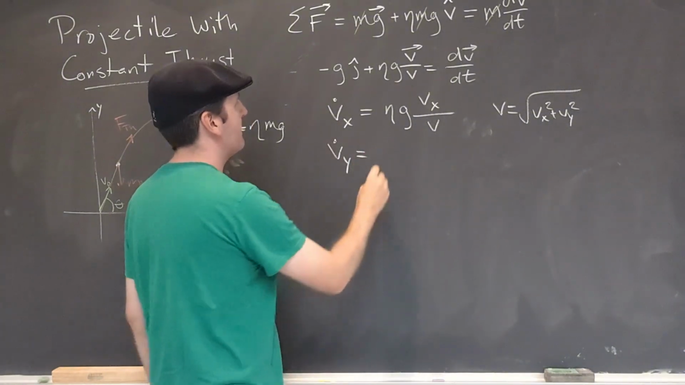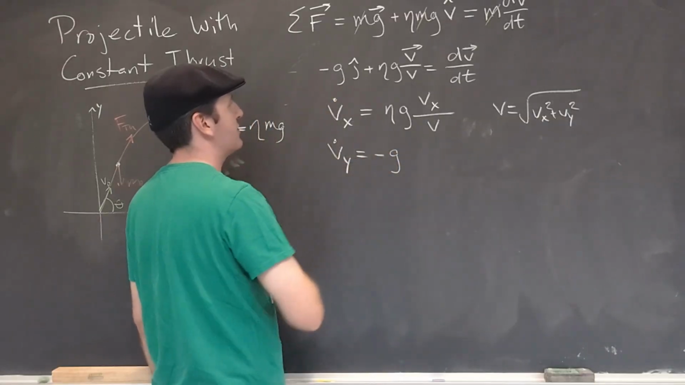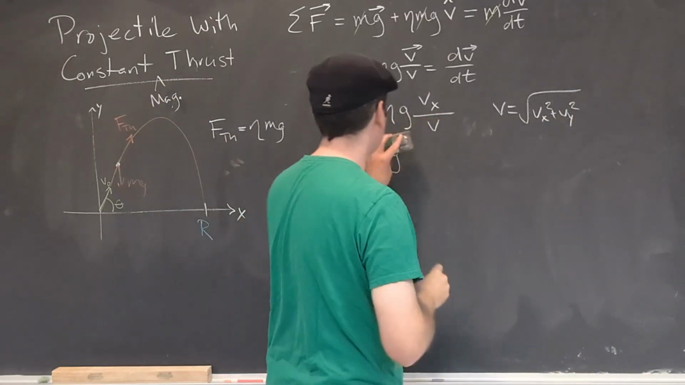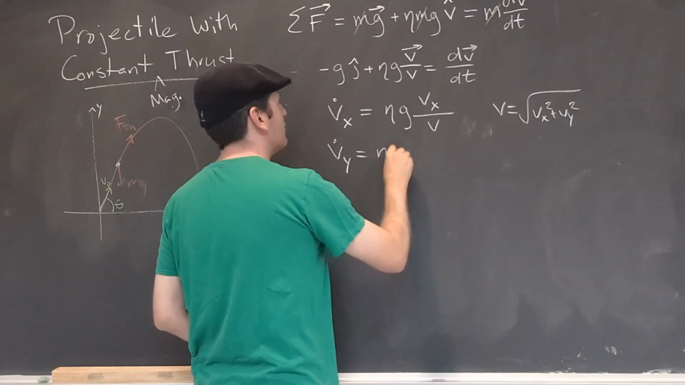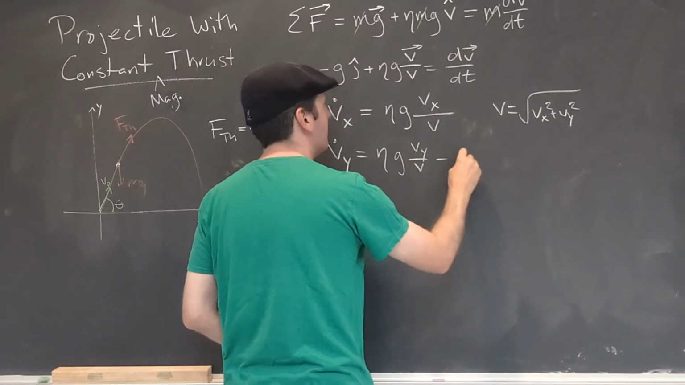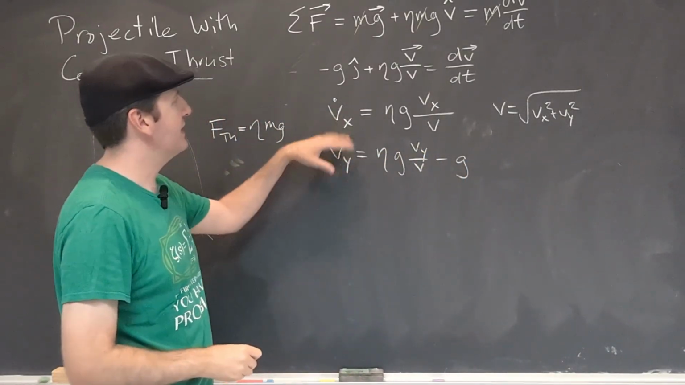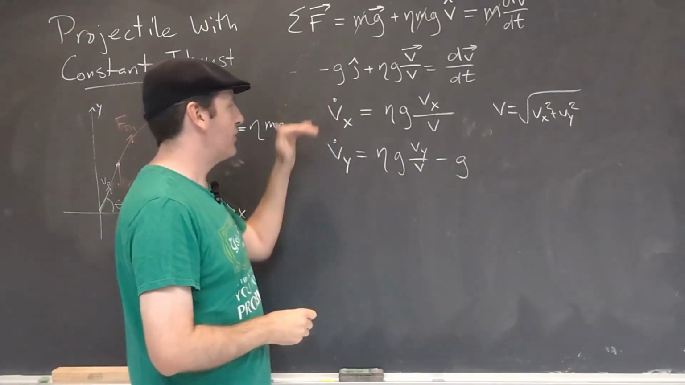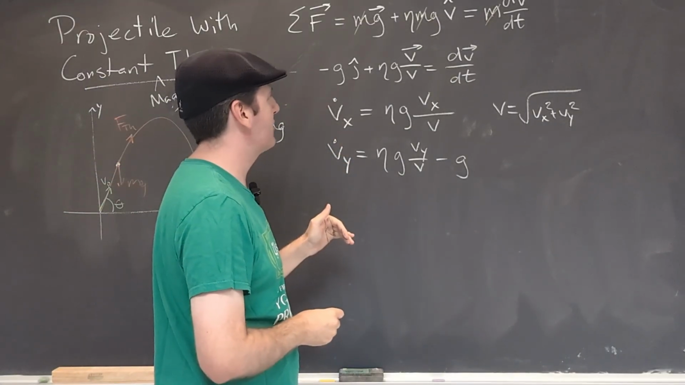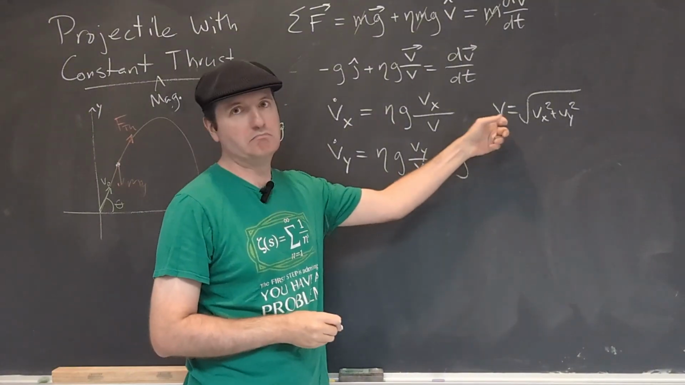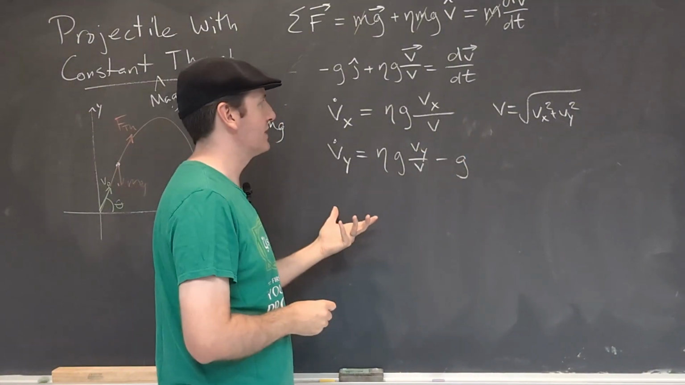Similarly, vy dot is going to be minus g, that's that extra term there, and actually I'll put that at the end, eta g vy over v, and then minus g. So I have a coupled first order system of differential equations that's nonlinear. Okay, what can we do with this?